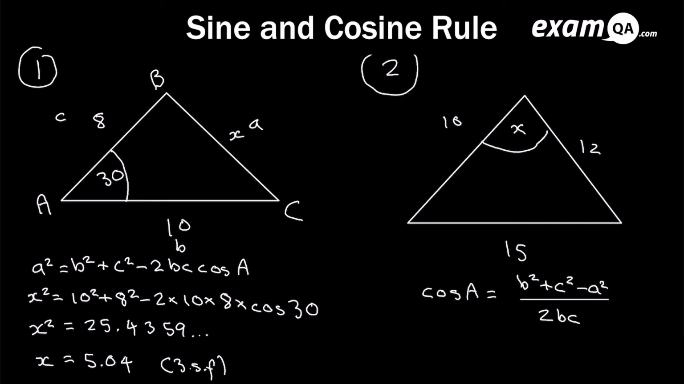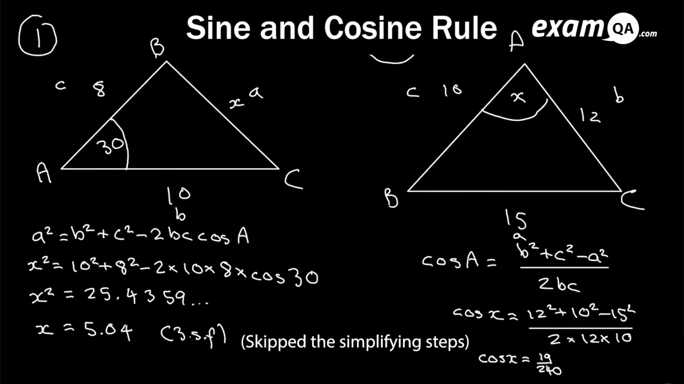Since we're working out angle X, we might as well label that capital A. And as before, the other two angles will not matter which way around you do them. Let's go ahead and fill that in. And that gives us cos X equals 19 over 240. And remember, to work out angle X, you need to do shift cos. That's the inverse cos of 19 over 240. And that gives us 85.5 to 1 decimal place. And these are the only two scenarios where you can use your cosine rule.